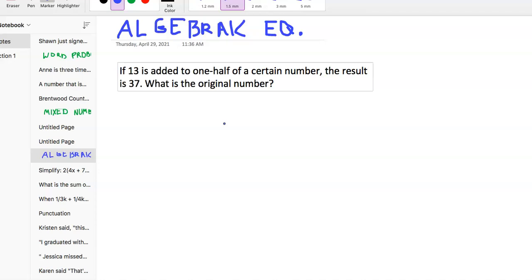Okay, so the question is, if 13 is added to 1/2 of a certain number, the result is 37. What is the original number? People do have struggles with word problems, so let's just break it down. It says 13 is added, so immediately we go plus 13, right? 13 is added to 1/2 of a certain number, so that's just 1/2 x, the result is 37. That's kind of the process that you go through.